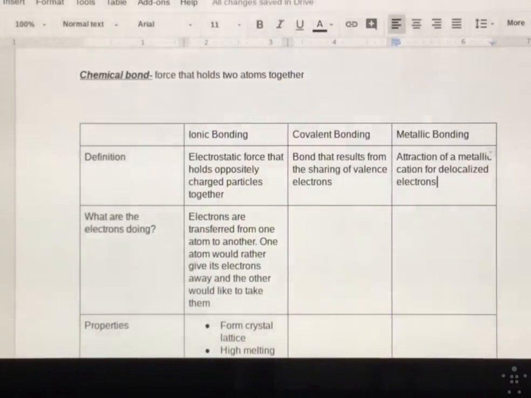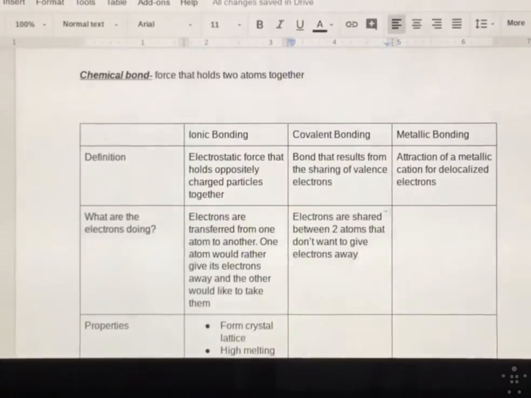So as you can see, the definition is that it is a bond that results from the sharing of valence electrons. Now what's really going on here is that electrons are being shared between 2 atoms that don't want to give electrons away. Now the fact that they are shared, which I have bolded here, is extremely important because you have to compare that to what you know about ionic bonding. In ionic bonding, electrons are transferred, while in covalent they are going to be shared instead.